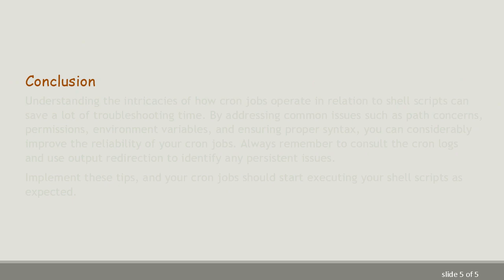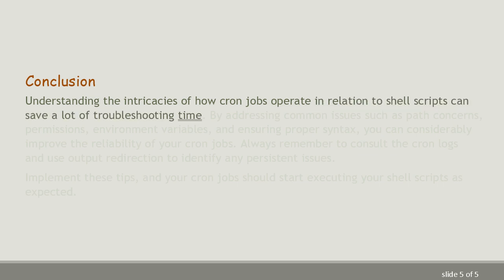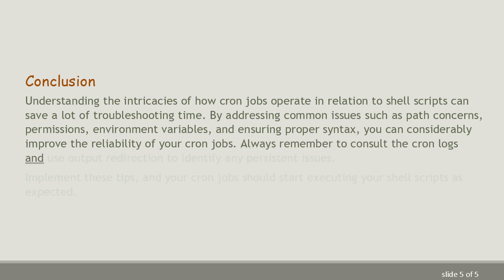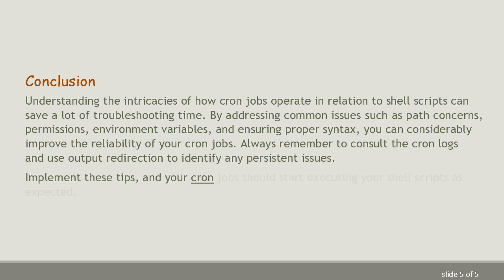Conclusion. Understanding the intricacies of how cron jobs operate in relation to shell scripts can save a lot of troubleshooting time. By addressing common issues such as path concerns, permissions, environment variables, and ensuring proper syntax, you can considerably improve the reliability of your cron jobs. Always remember to consult the cron logs and use output redirection to identify any persistent issues. Implement these tips, and your cron jobs should start executing your shell scripts as expected.